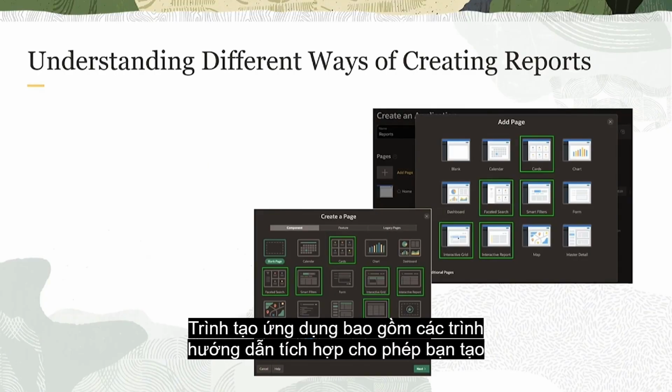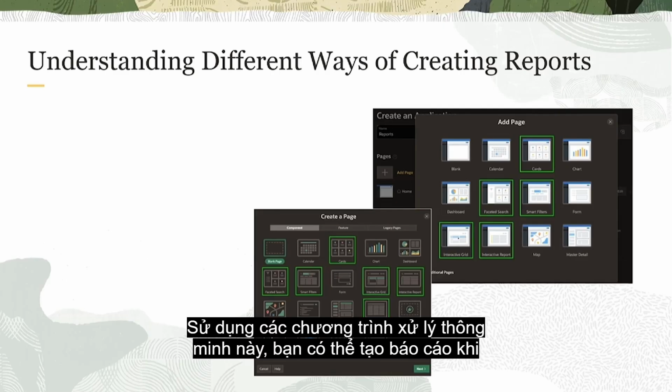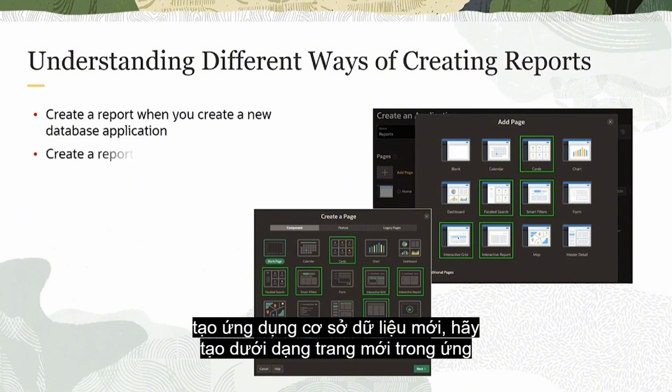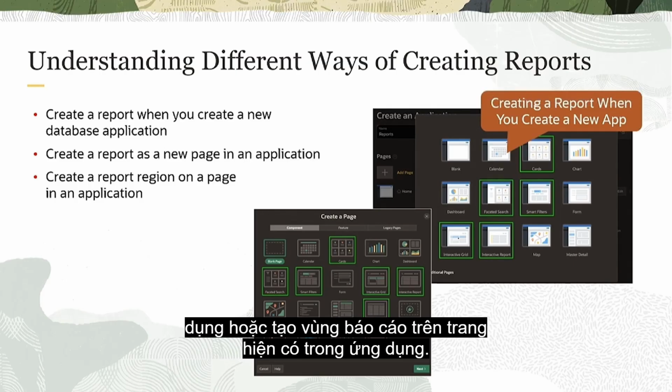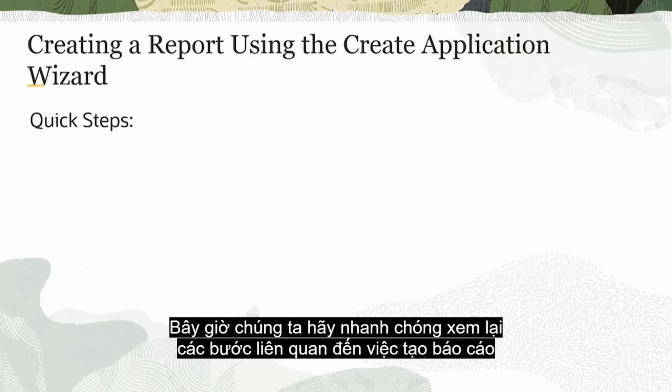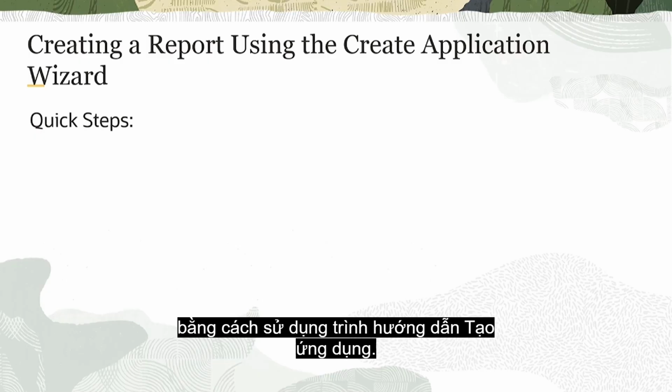App Builder includes built-in wizards that enable you to generate these reports. Using these wizards, you can create a report when you create a new database application, create as a new page in an application, or create a report region on an existing page in an application. Let us now quickly review the steps involved in creating a report using the Create Application wizard.